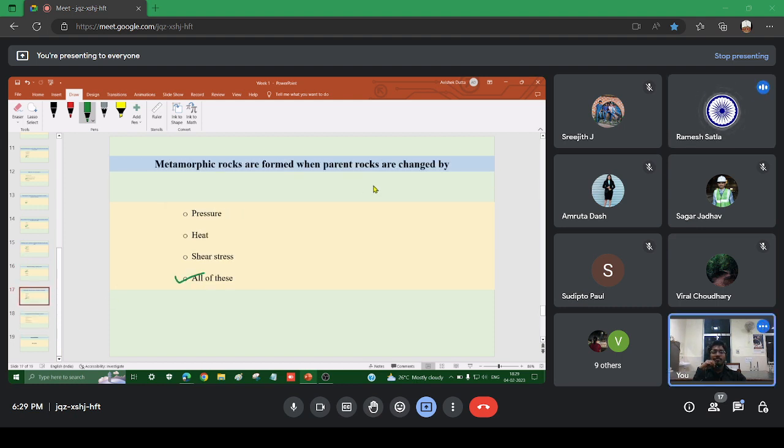Parent rocks are subjected to. Parent rocks are changed by. It is the same thing. Parent rocks are changed due to the action of. Subjected to means you are putting the parent rocks under the action of pressure, heat, or shear stress. As per my question, I am making my statement as parent rocks changing by the action of pressure, heat, and shear stress. By the action of, I am putting as silent, changed by.